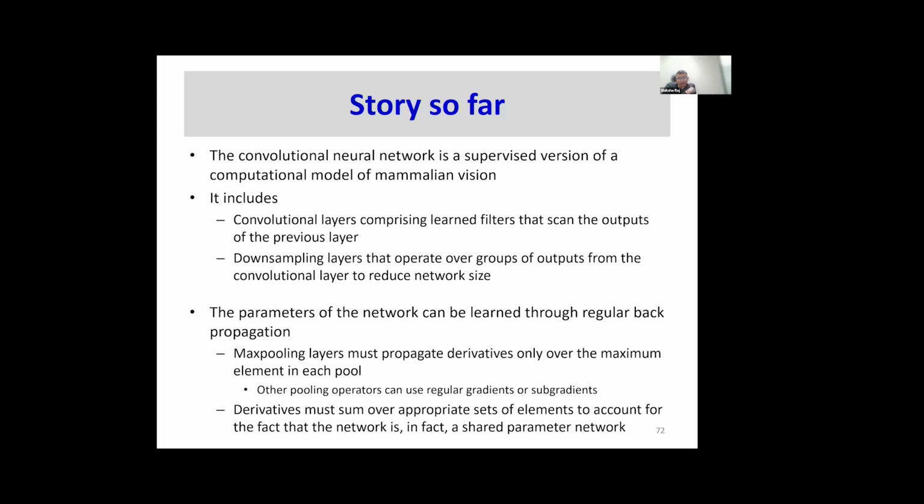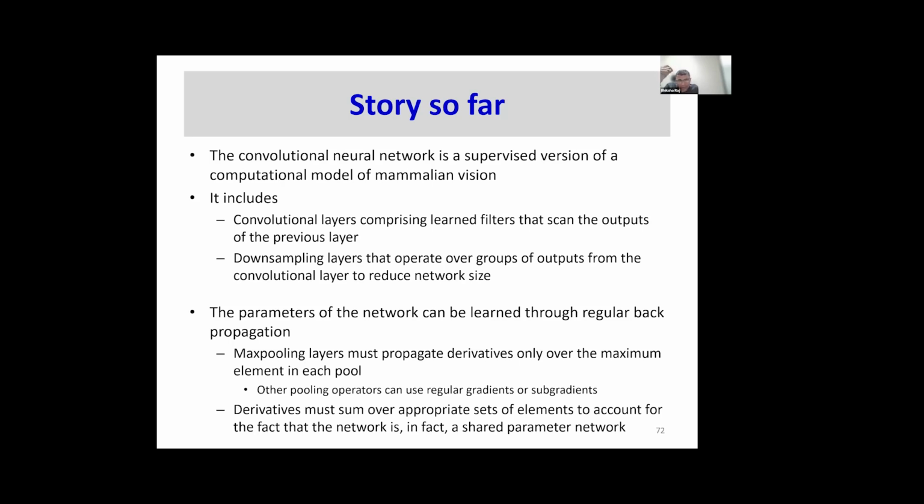So here's the story so far. The convolutional neural network is a supervised version of a computational model of the mammalian brain. It includes convolutional layers comprising learned filters that scan the outputs of the previous layer, and pooling layers, which are also downsampling layers typically, that operate over groups of outputs from the convolutional layer to reduce the network size. The parameters of the network can be learned through regular backpropagation. Max pooling layers propagate derivatives only over the max element of each pool, as we just saw. And for other kinds of backpropagation operations, we have to be careful.